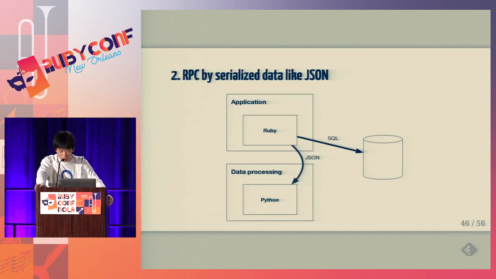The second pattern is calling the functions of the data processing side from the application side. To implement this pattern, we need to serialize data to pass it from the application to the data processing system. So large serialization cost can occur.